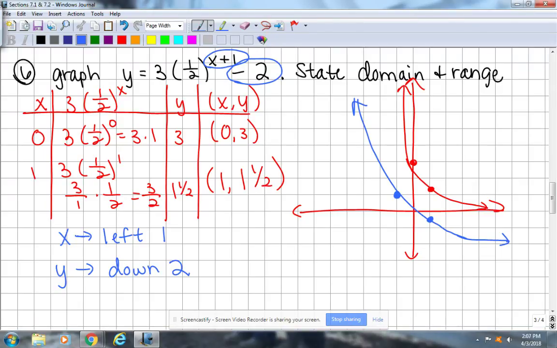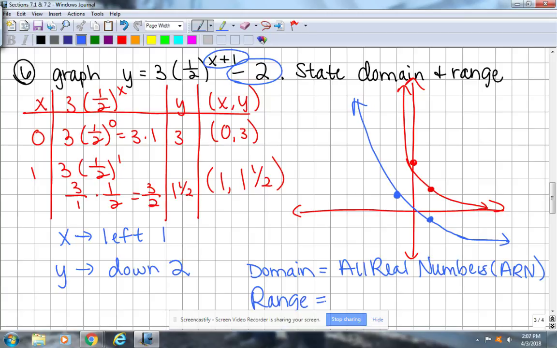And then all we have to do now is talk about domain and range. What's our domain? What are our x's doing? Same thing we've been doing all day. All real numbers. If you write ARN, I'm good. And what's my range doing? I mean my y's, sorry. My y's have to be doing what? Range is greater than -2.